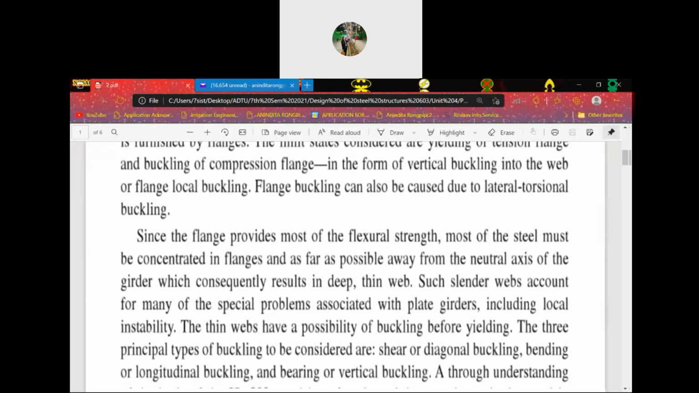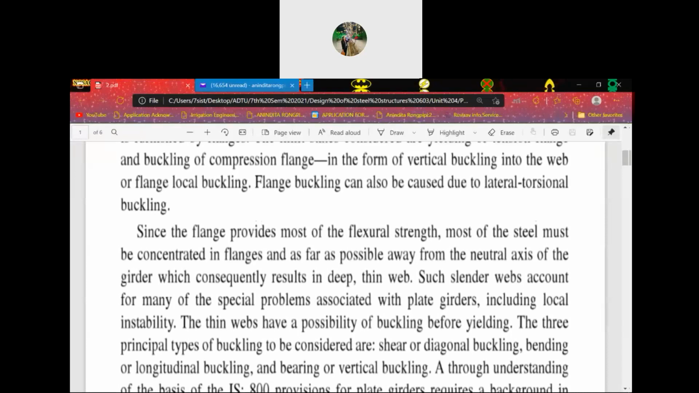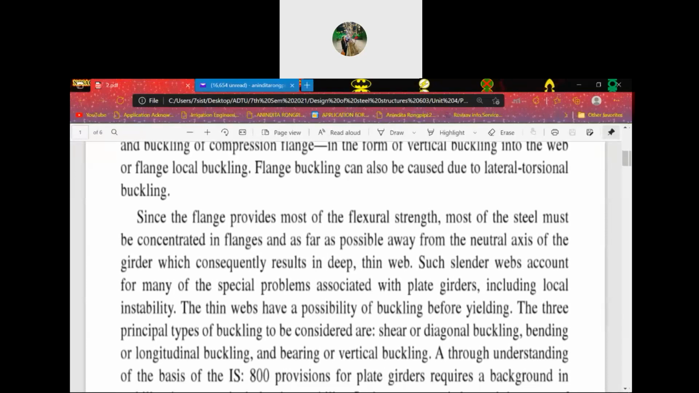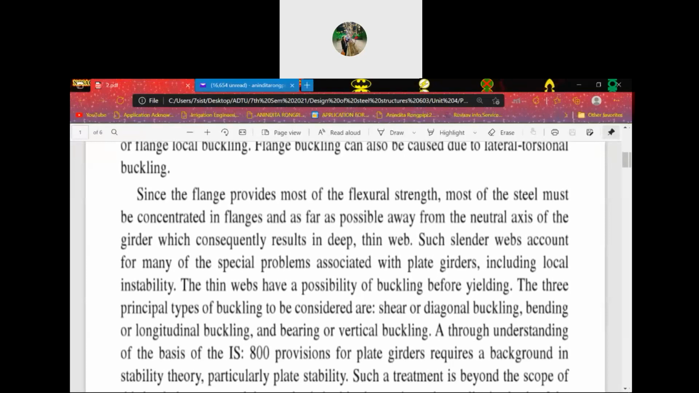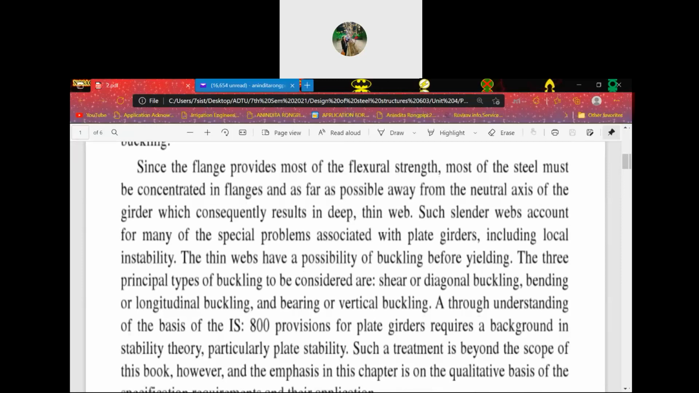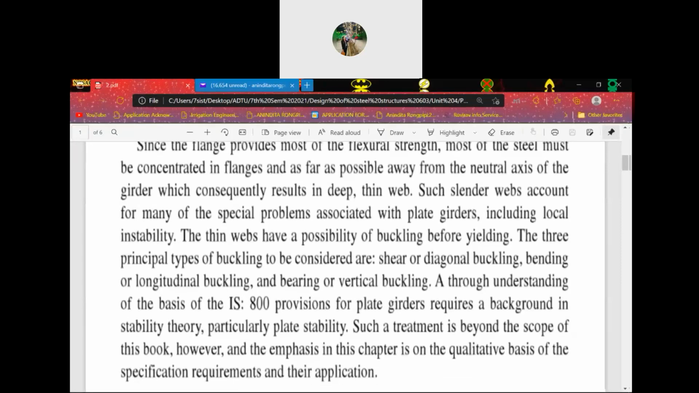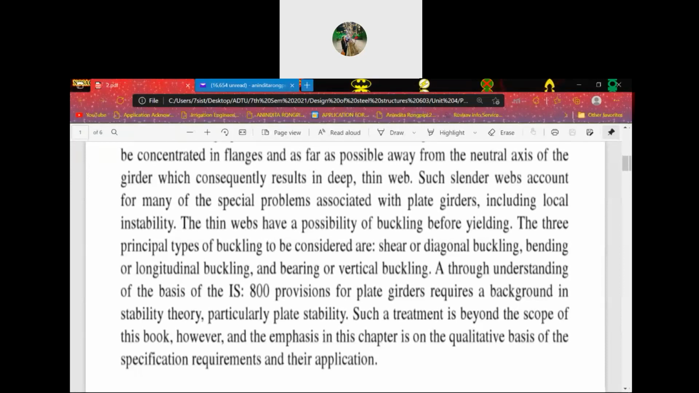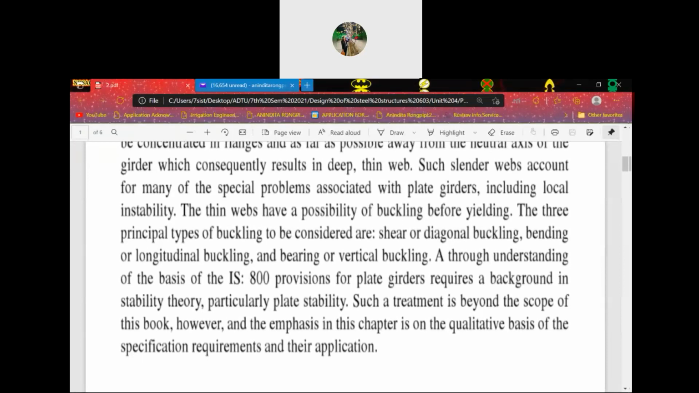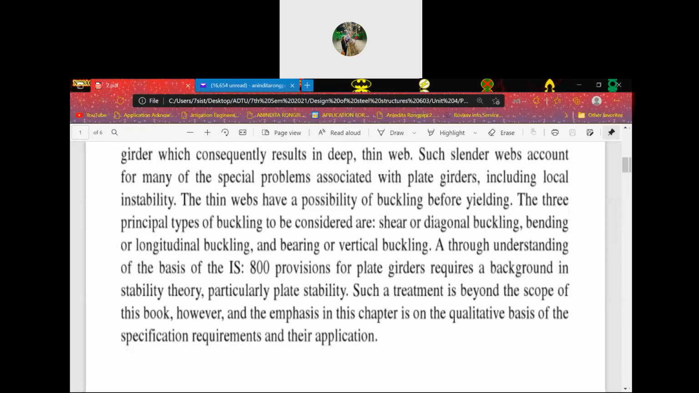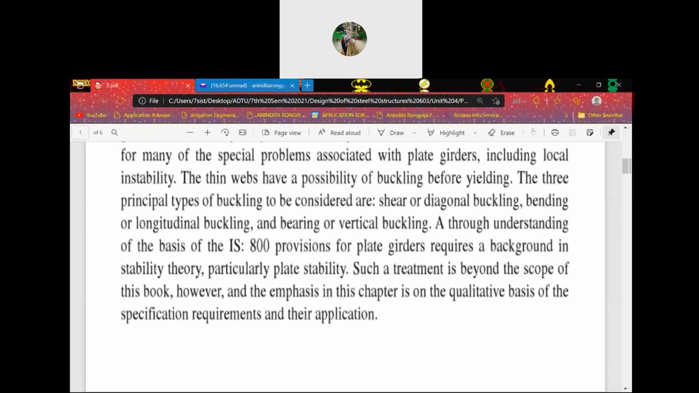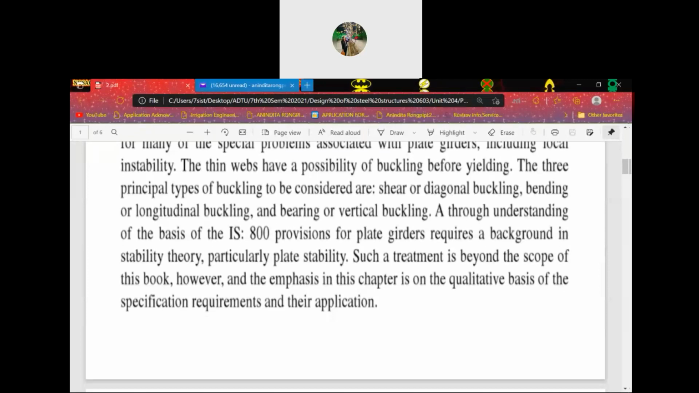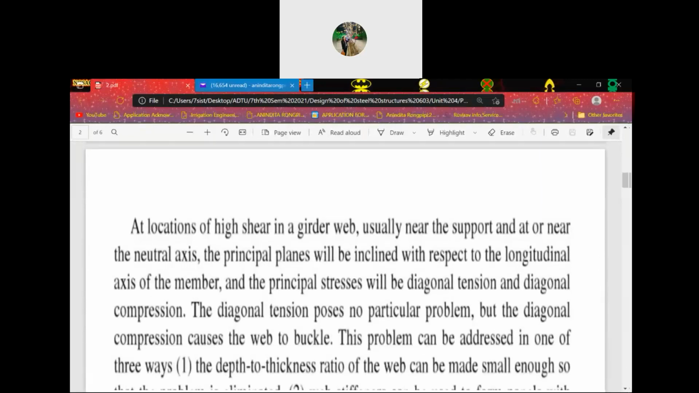The thin webs have a possibility of buckling before yielding, and the three principal types of buckling to be considered are shear or diagonal buckling, bending or longitudinal buckling, and bearing or vertical buckling. A thorough understanding of the basis of the IS 800 provisions for plate girders requires a background in stability theory, particularly plate stability. Such a treatment is beyond the scope of this book; the emphasis in this chapter is only on the qualitative basis of the specification and requirements and also their application.